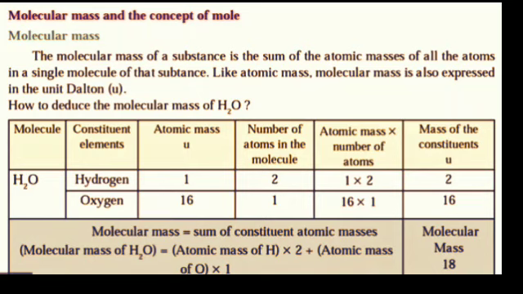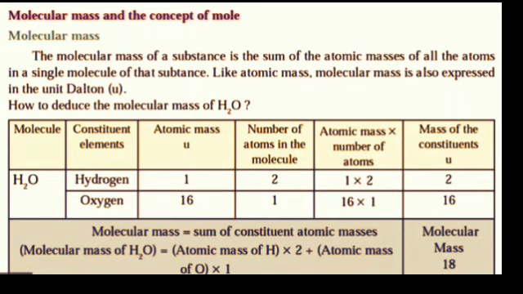Now the formula is atomic mass into number of atoms. The atomic mass of hydrogen is 1 and the number of hydrogen atoms is 2. So 1 into 2, that is 2. Same, oxygen has atomic mass 16 and number of atoms is 1 only. So 16 into 1, 16. Therefore, the total mass of the constituents, that means hydrogen and oxygen, 2 plus 16, equals 18. And the formula is also given below.